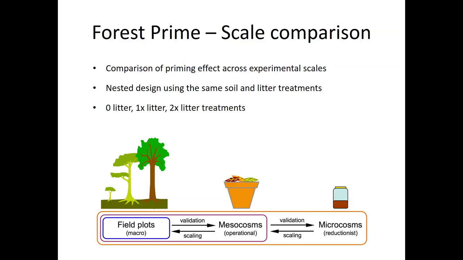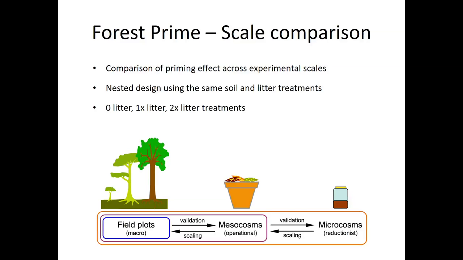So as part of Forest Prime, which is the project that I'm working on, we wanted to then take this information about the effects on soil properties and do a direct scale comparison of a priming effect experiment. So we had a nested design across experimental scales where we had field plots where we applied three basic litter treatments, which was zero litter, one times litter, so a control litter, and then a double litter to simulate increased productivity in the system.